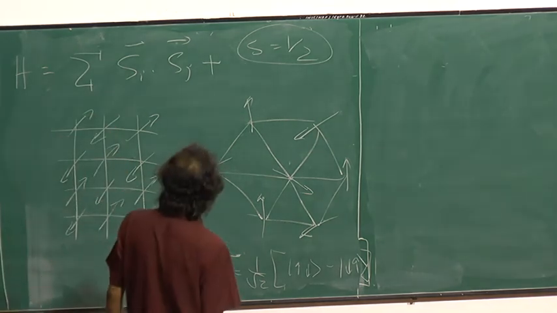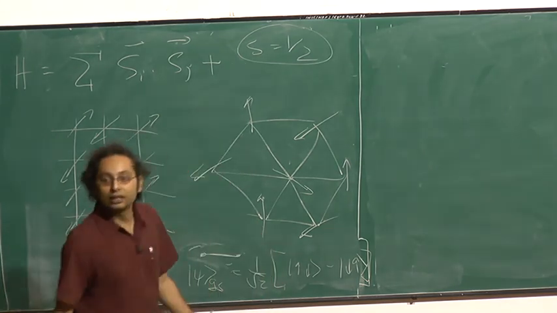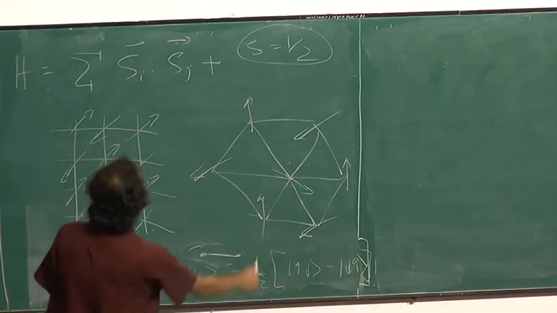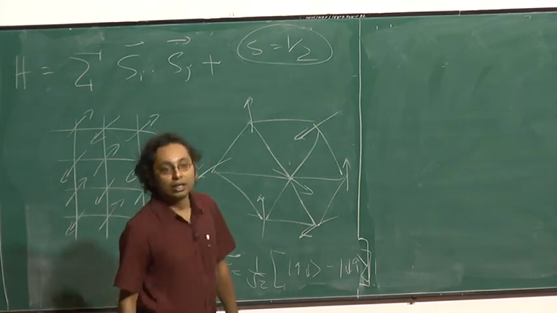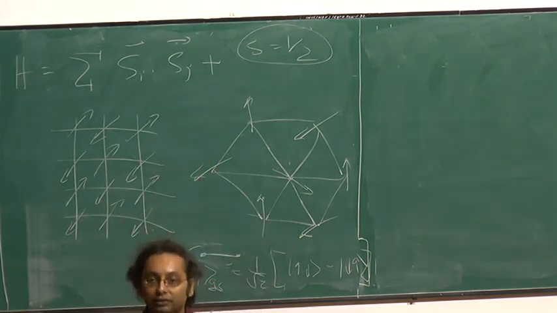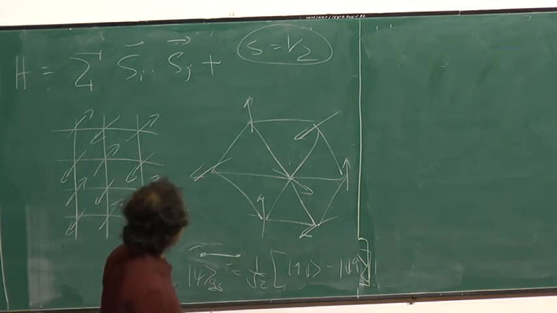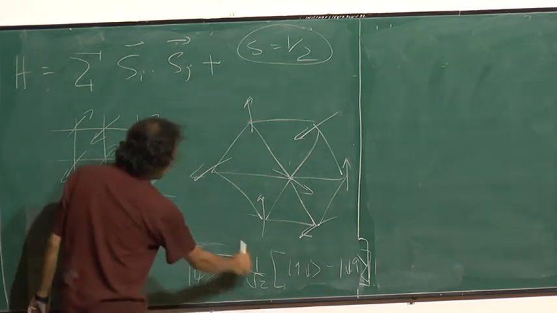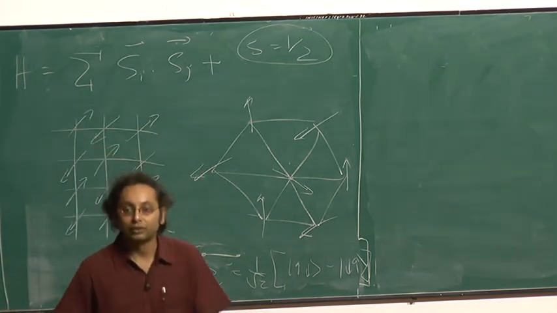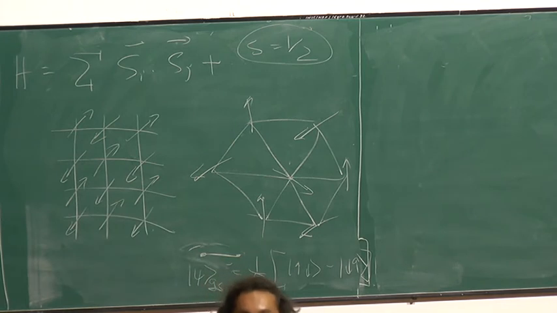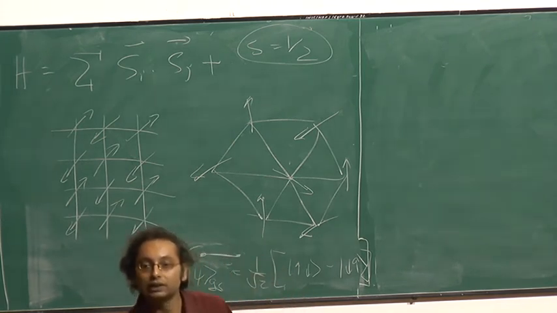So we'll take this point of view that there are some terms we can write in the Hamiltonian which would stabilize this physics, and the spins just disappear from the problem. What remains are the dimers, and I have to write down dynamics in terms of the dimers. Okay.